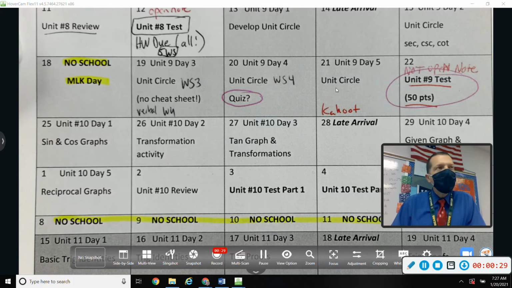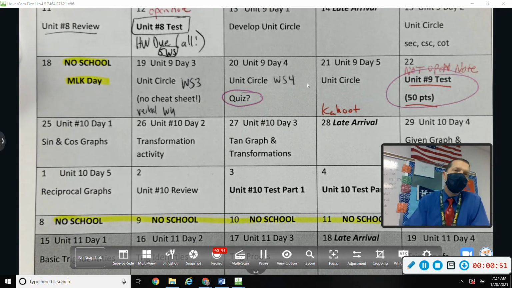We don't have a specific worksheet assigned for tomorrow. If you're keeping up with the worksheets, officially worksheet 3 was assigned yesterday, worksheet 4 is assigned today. There's not one assigned tomorrow, and they'll all be due on Friday. There's nothing new, so it's just more practice, because knowing this is super important moving forward.